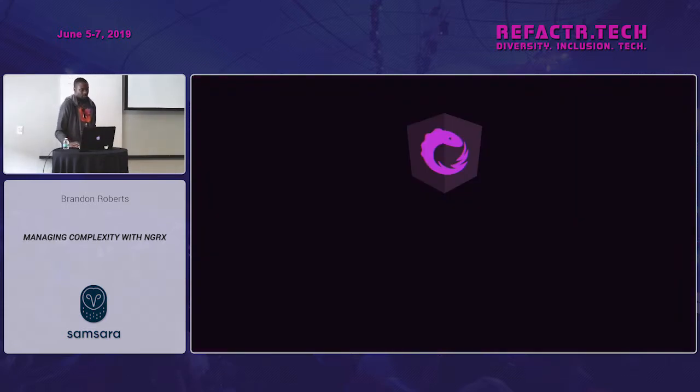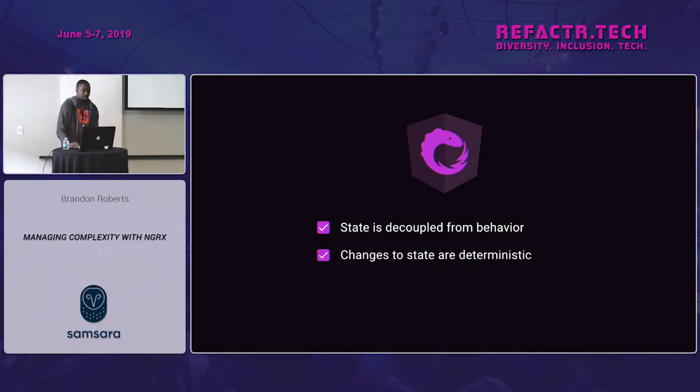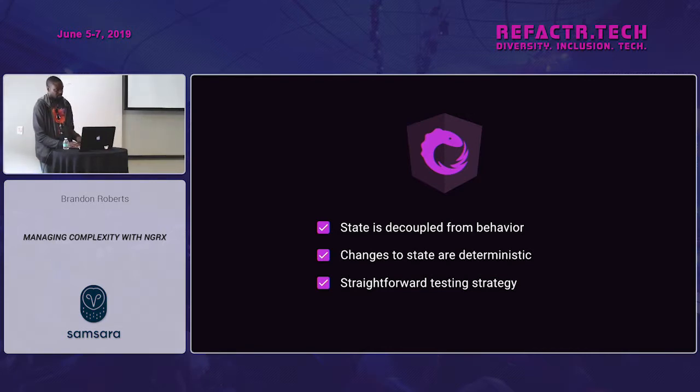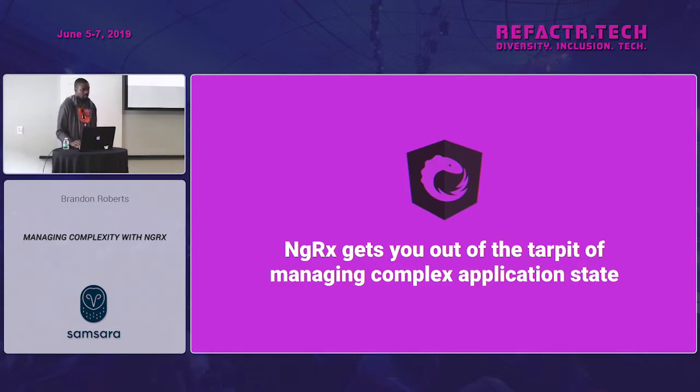So just to reinforce the mental model: state is decoupled from behavior. Changes to state are deterministic. We use reducer functions that are pure. They don't have any side effects. You provide them an input, and you always get the same output. And you get that straightforward testing strategy that I mentioned. So NgRx gets you out of that pit of managing a complex application state by moving that responsibility of managing state out of your components and out of your services, and your components just become a reflection of the shared state that you need.